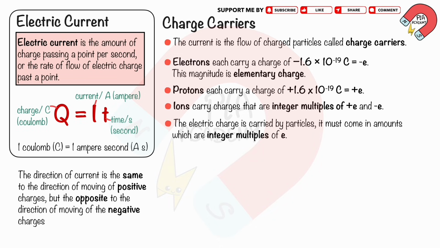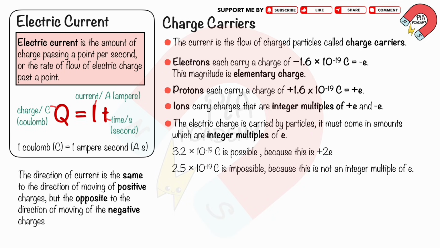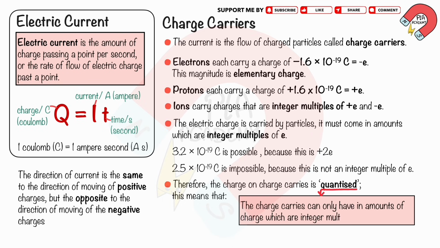The electric charge is carried by particles. It must come in amounts which are integer multiples of e. For example, 3.2 times 10 power negative 19 coulombs is possible, because this is positive 2e, while 2.5 times 10 power negative 19 coulombs is impossible, because this is not an integer multiple of e. Therefore, the charge on charge carriers is quantized. This means that the charge carriers can only have amounts of charge which are integer multiples of 1.6 times 10 power negative 19 coulombs.